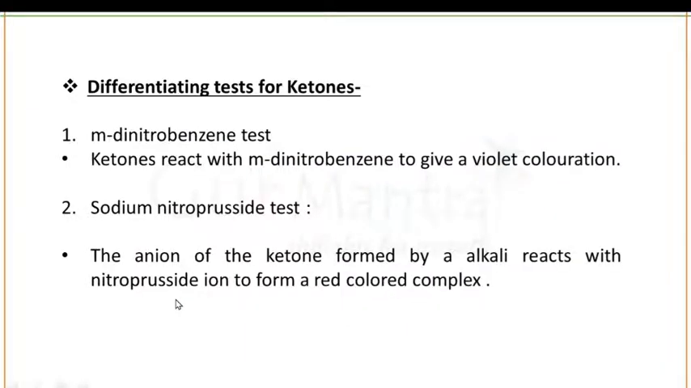Next is the differentiating test for ketones. Number 1 test is the meta-dinitrobenzene test. Ketone reacts with meta-dinitrobenzene to give a violet coloration compound. Second test is the sodium nitroprusside test. The anion of ketone formed by an alkali reacts with nitroprusside ion to form a red colored complex. When a ketonic ion reacts with sodium nitroprusside, then the compound formed will be of red color.